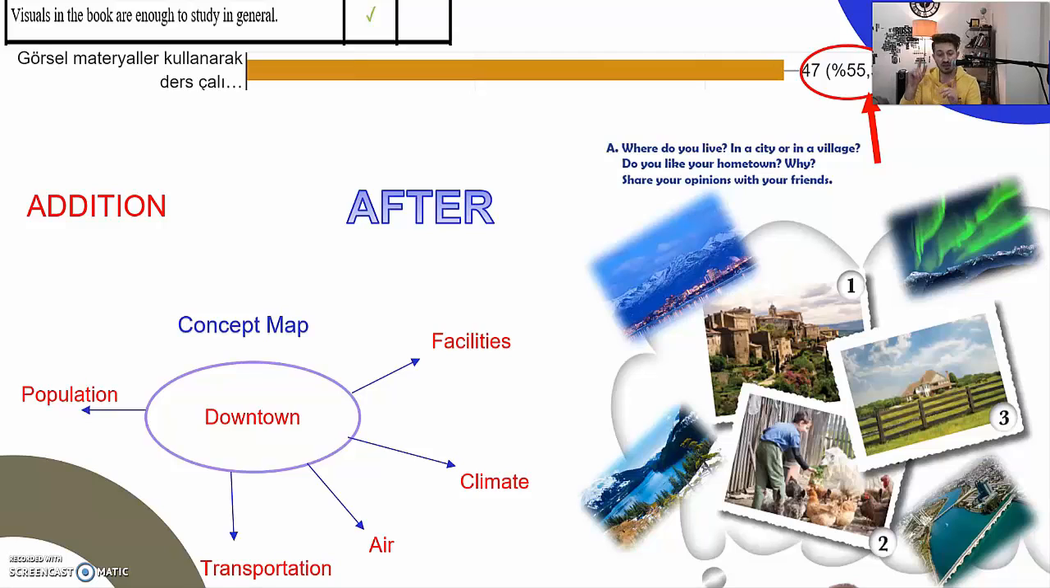Visuals are enough in general, but in this unit, they're not. In this activity, some visuals are added to help students speak by getting ideas easily with the help of more visuals and a concept map. They have a chance to develop their ideas by brainstorming, and they will see the pictures and some criteria in the concept map to talk confidently. And in this way, this activity will work better.